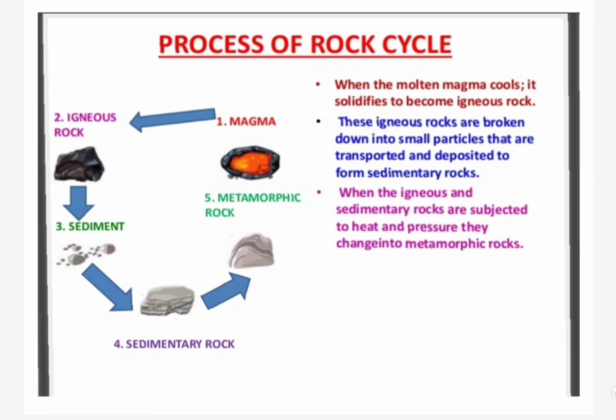As you all know, the molten magma solidifies after cooling down and becomes igneous rocks, and then these igneous rocks are broken down into small particles which are known as sediments, and they are transported by rain, water or air and deposited at another place in the form of layers, and sedimentary rocks are formed. When the igneous and sedimentary rocks are subjected to heat from the mantle and the pressure from the upper layers of the sedimentary rocks, then they get converted into metamorphic rocks.